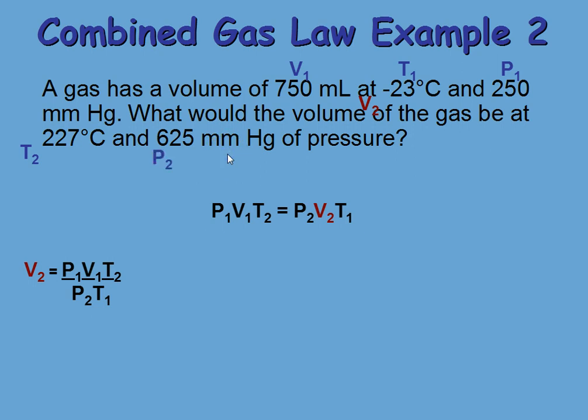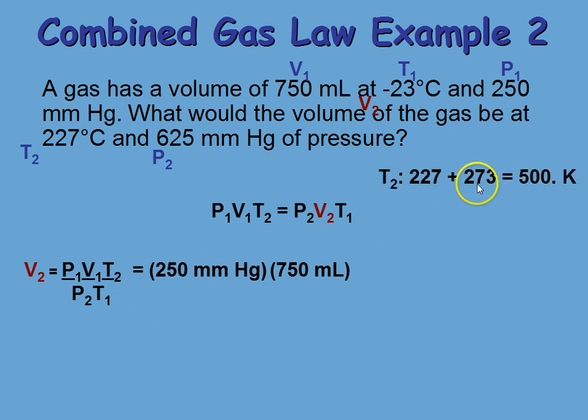At this point, I should be able to substitute into my equation. I think I have all 5 that I'm looking for. But remember what we talked about with temperatures, how they have to be converted to Kelvin before you can use them in a gas law equation. So P1 can go in, 250 millimeters of mercury. V1 can go in, 750 milliliters. But T2 I'm going to need to find in Kelvin first.